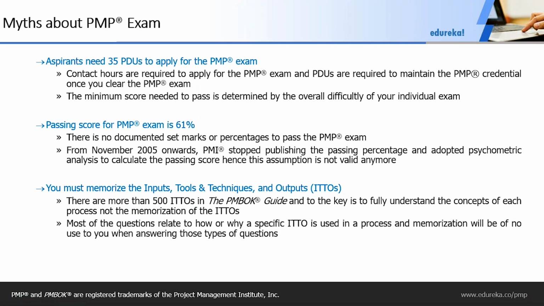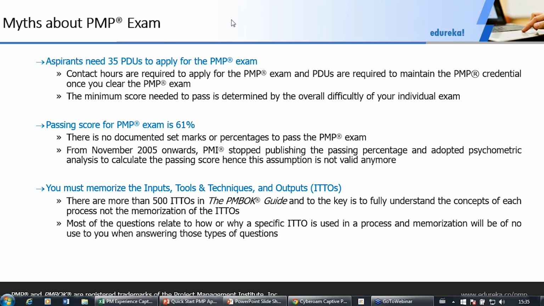Okay, now the myths about the PMP examination. I will straight away jump to your question here. A lot of people say that the passing score for the PMP examination is 60%, 61%. No, that is wrong. Until November 2005, PMI used to calculate and give you the percentage and the total score, and till that time the passing score was 61%. But after that they changed their pattern. It has become a psychometric analysis now, a psychometric assessment.